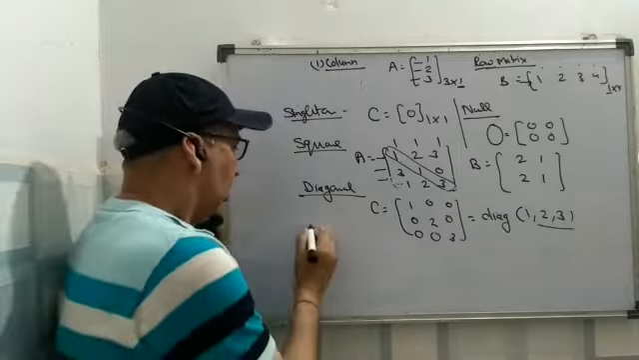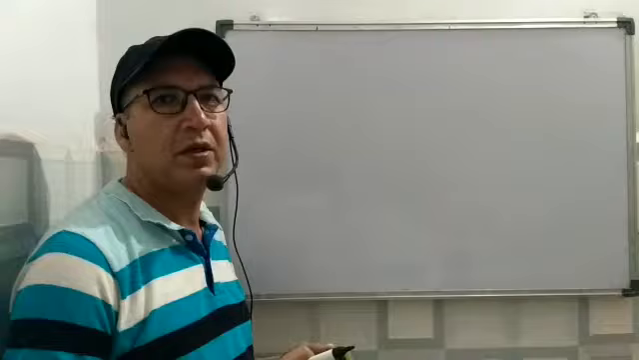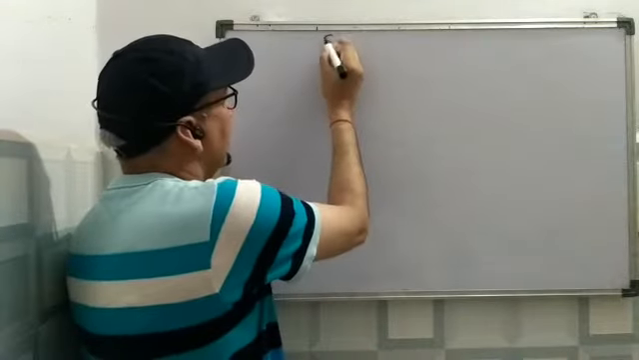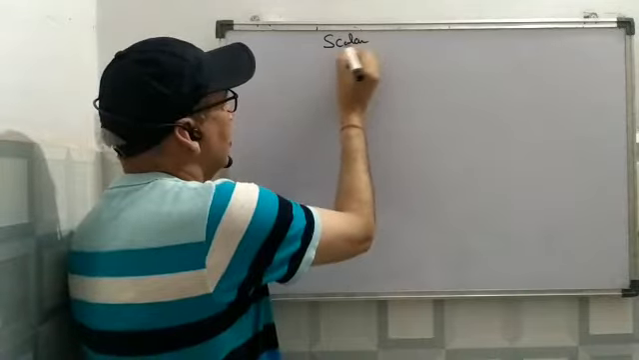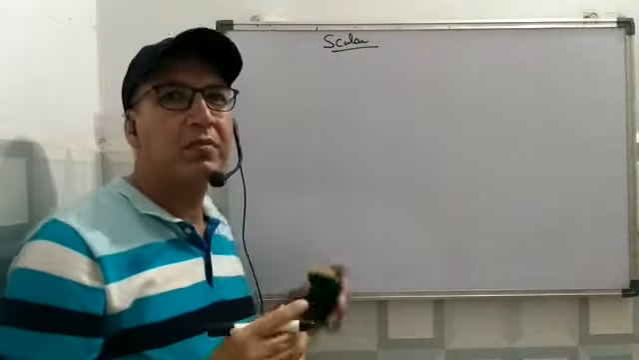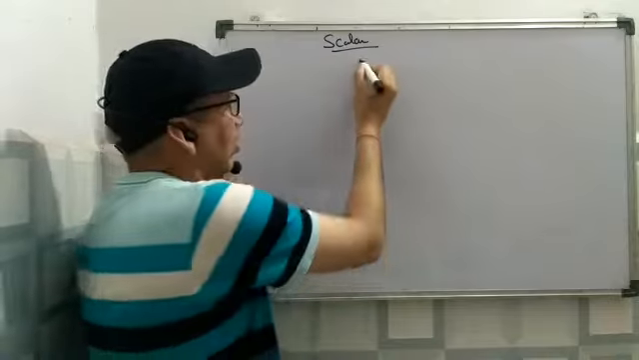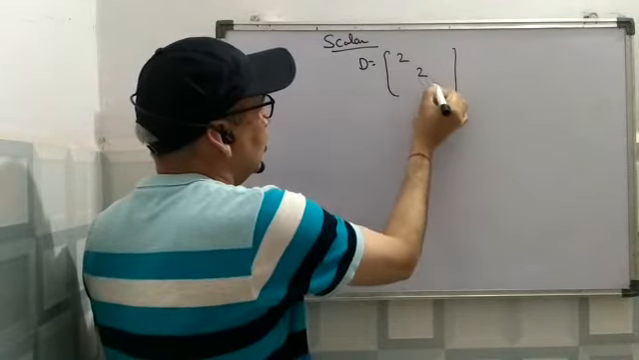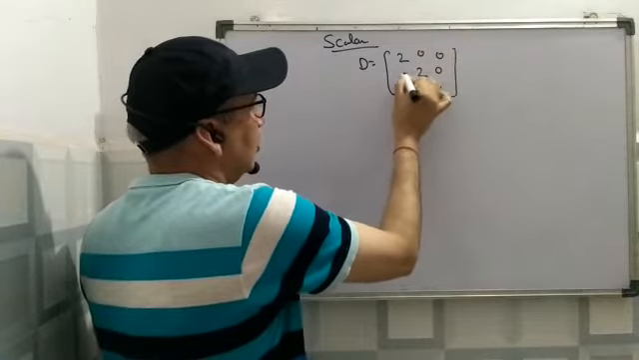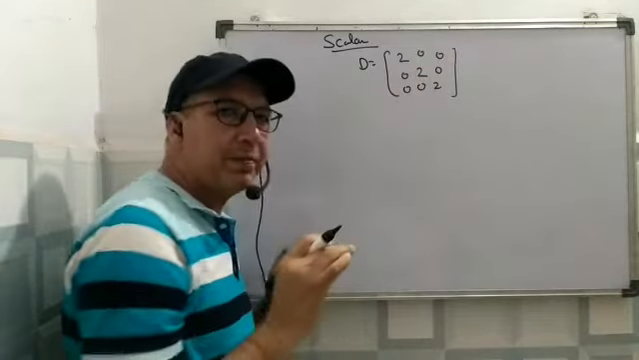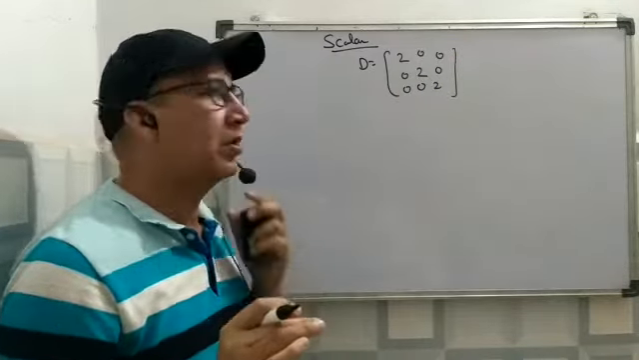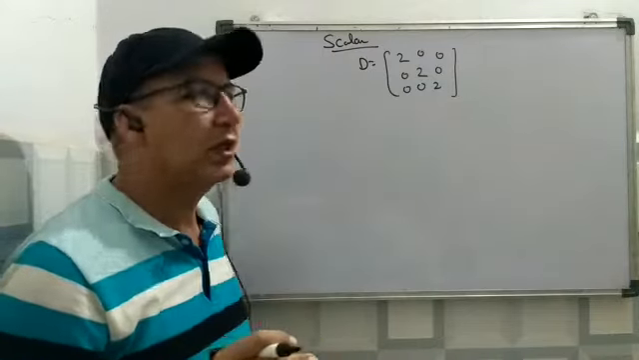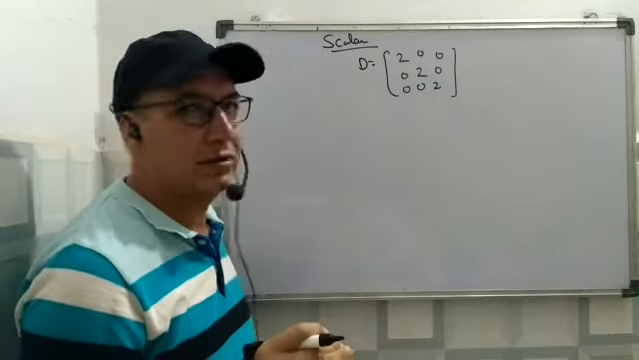After it, scalar matrix. A diagonal matrix in which all the diagonal elements are equal is the scalar matrix, such as 2, 2, 2 on the diagonal and 0 elsewhere. Except the diagonal, all elements are 0.